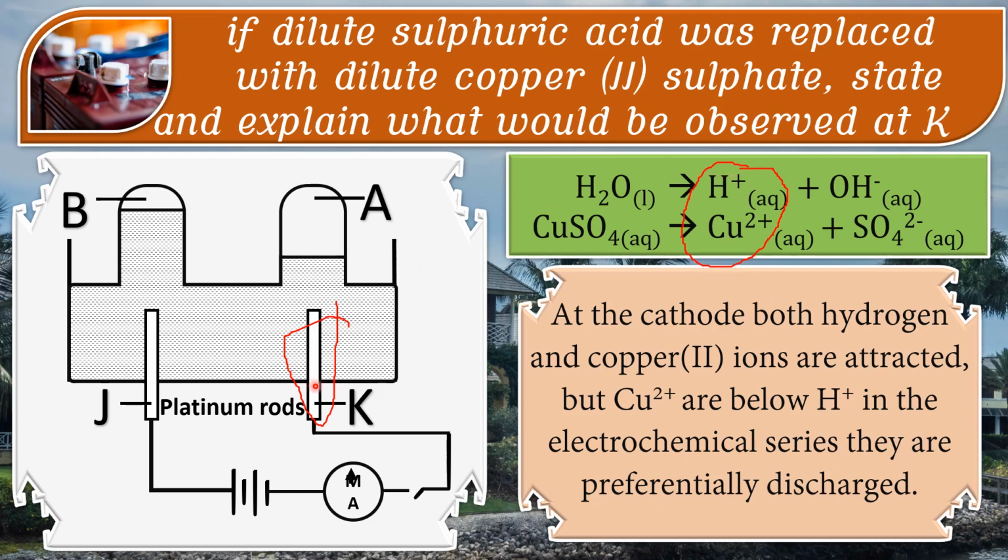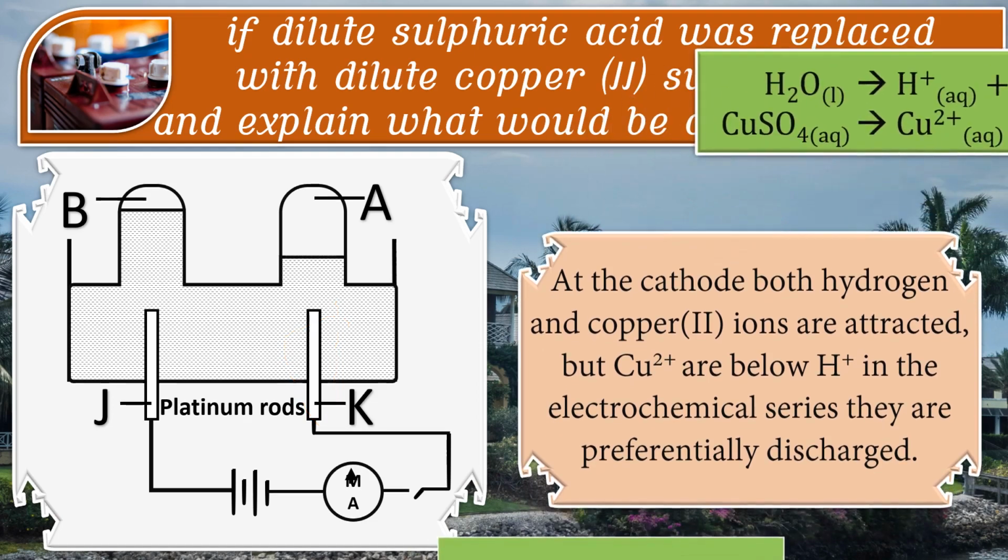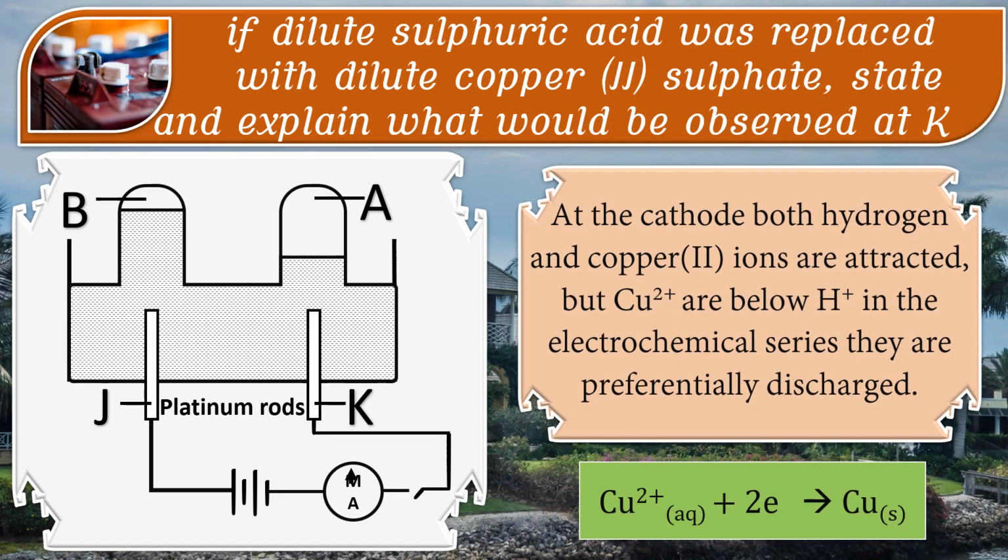So the copper ions and the hydrogen ions, all of them are going to move to the cathode. But because copper is below hydrogen in the electrochemical series, copper is going to be discharged and it will form the brown substance that we saw earlier. Copper being discharged will pick up 2 electrons that came from the anode and then it becomes copper solid, which is a brown solid.